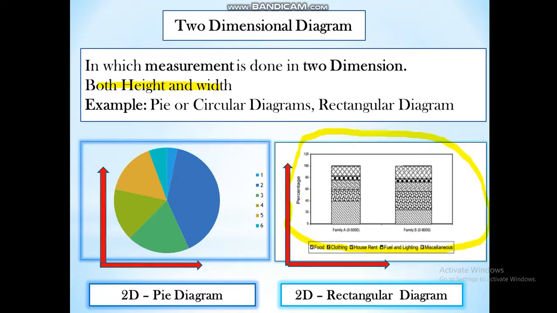Here you can see the x, that is the width. The width is also varying. The width of family A and the width of family B are not the same, and similarly the height of family A and family B are not the same. So in this diagram it varies in two dimensions, height and width. Similarly in the pie diagram the width and the height vary. So the pie diagram and rectangle diagram are examples of the two dimensional diagram.